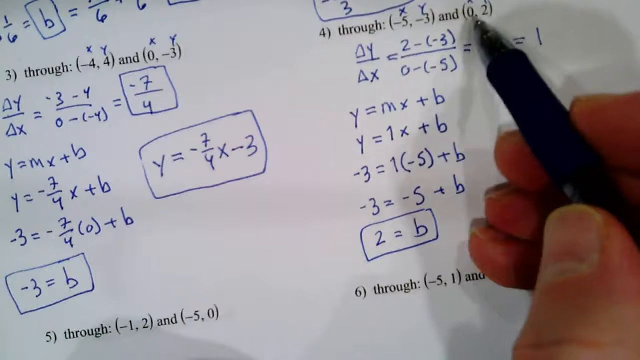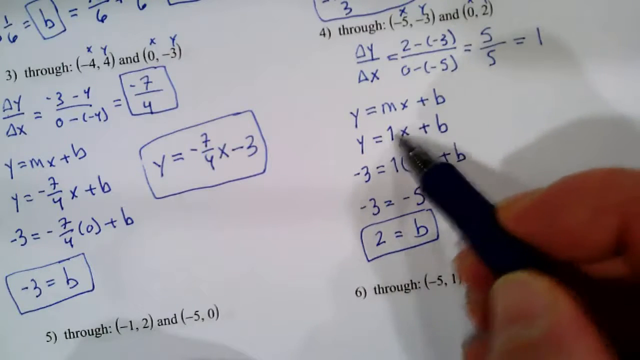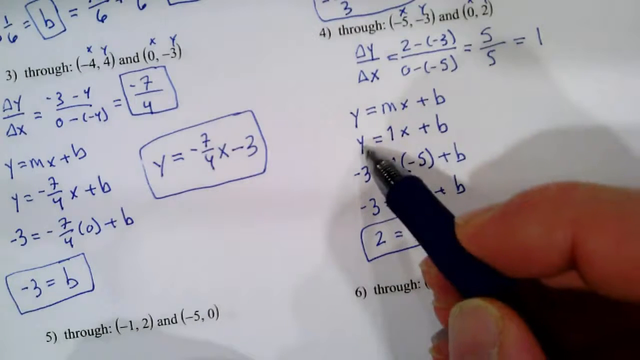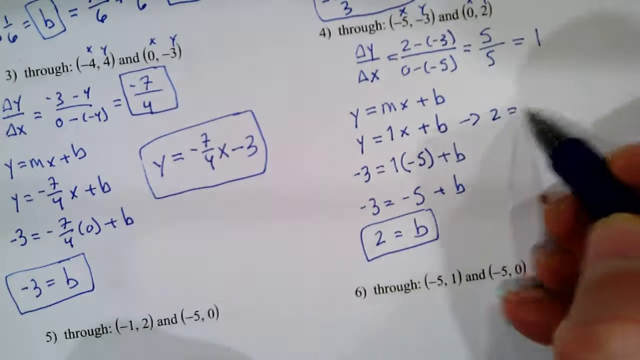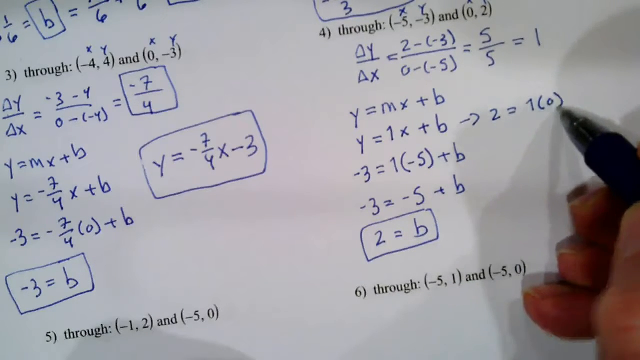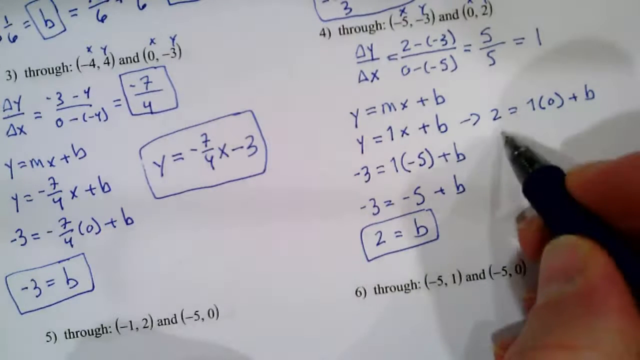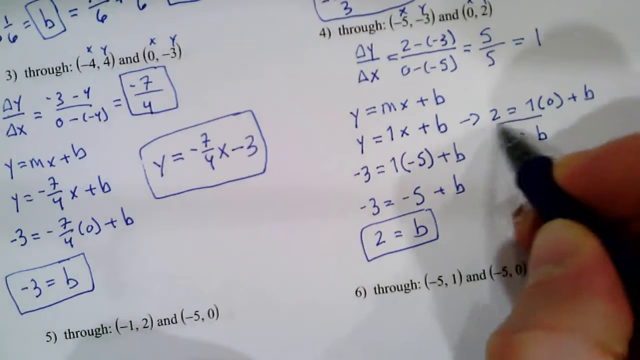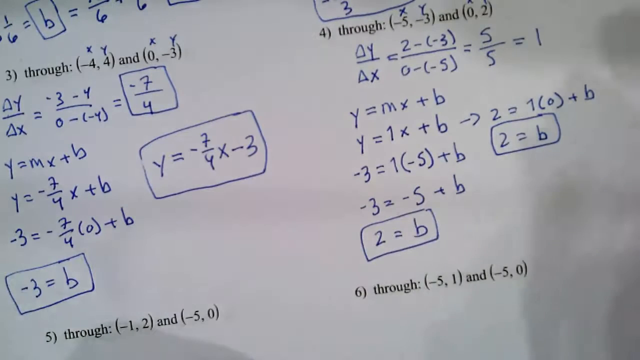And you can see if you put in 0 here for the x, this would have just canceled out. 2 would have been over here for the y. And you would have ended up with 2 equals 1 times 0 plus b, and that would have been 2 equals b over here. So we would have ended up with the same answer either way.